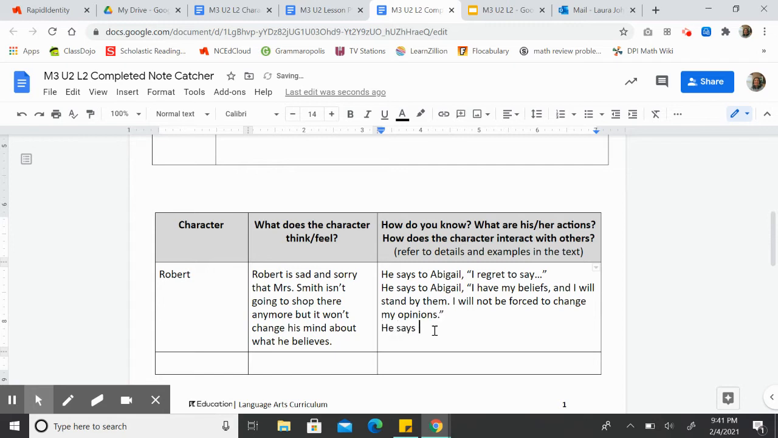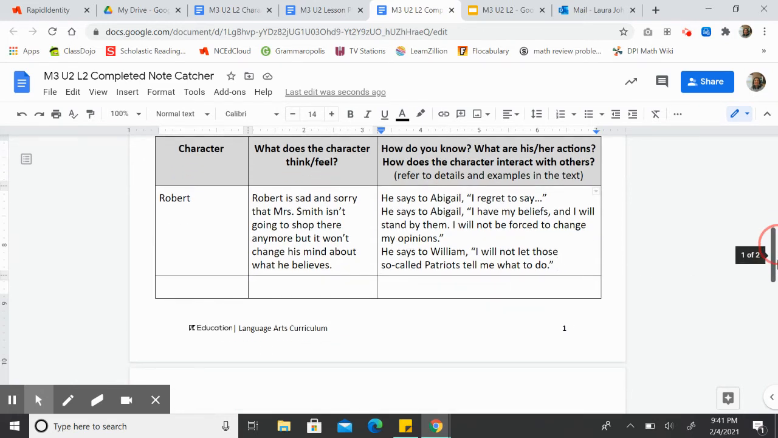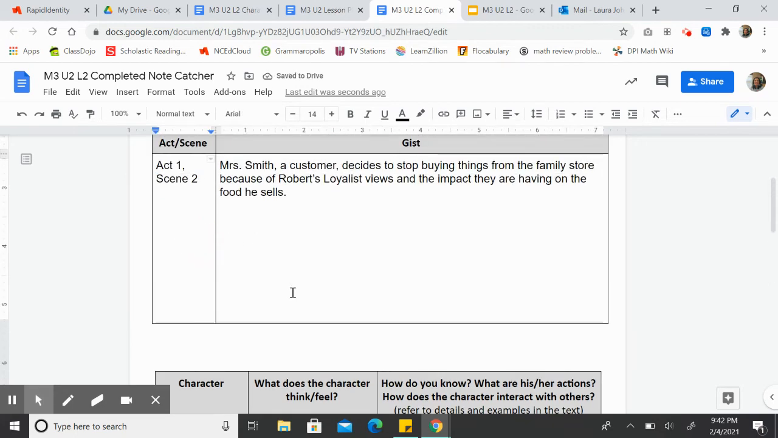And he says to William, not let those so-called patriots tell me what to do. Okay. So pause that and get that written in on page 53. Okay, in those top 3 boxes. All right, and then you are going to be filling in this next section. Let me see if I can make that smaller. Hang on.